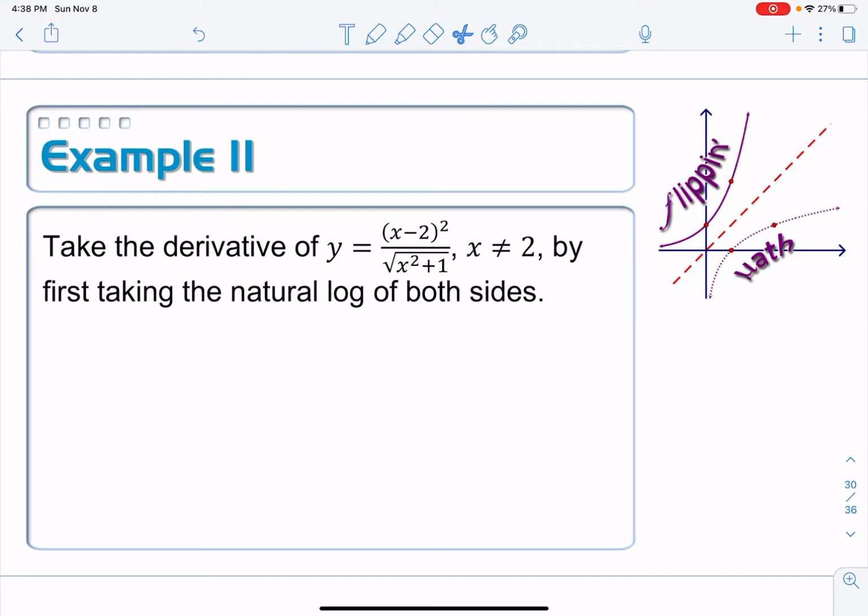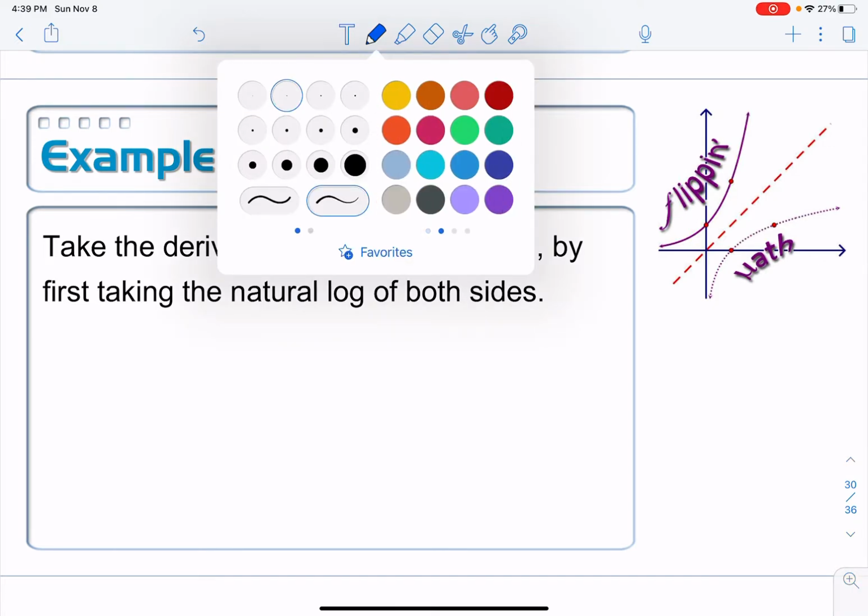We're going to take the derivative of this obnoxious looking function that ordinarily I would have to use both the quotient rule and the chain rule to take its derivative. It would be doable, but kind of tedious, right? Lots of room for error. This time what we're going to do is take the natural log of both sides. And what that's going to allow me to do over here on the right-hand side is use some properties of logarithms to expand it out and maybe even avoid using the quotient rule.